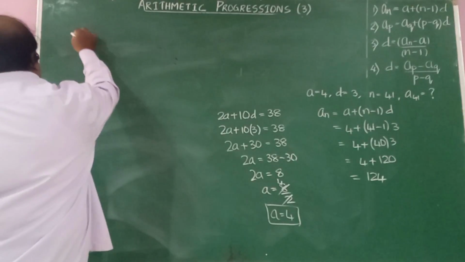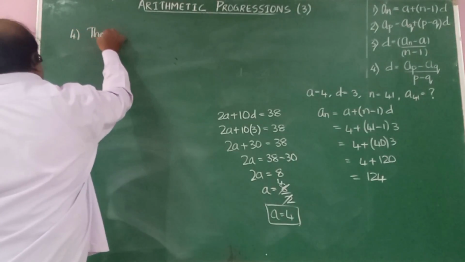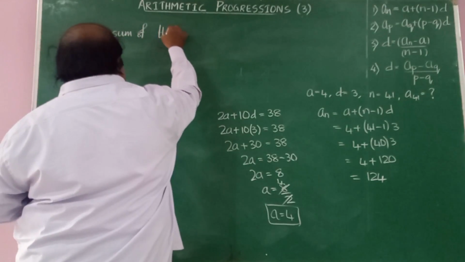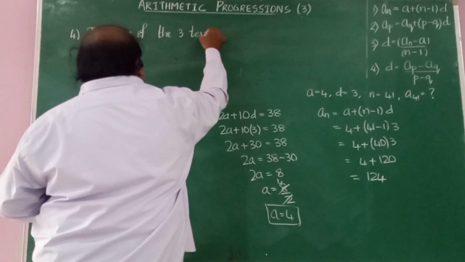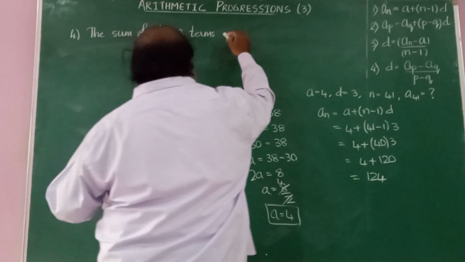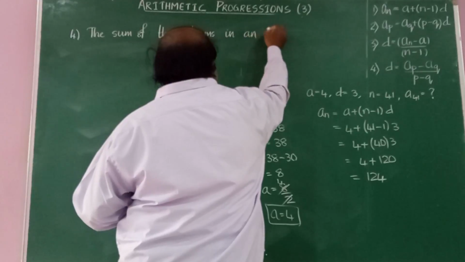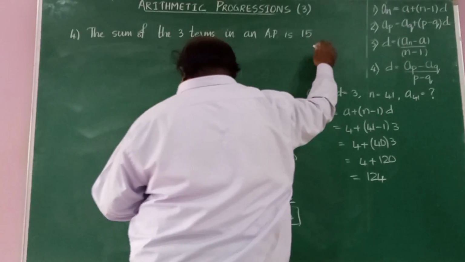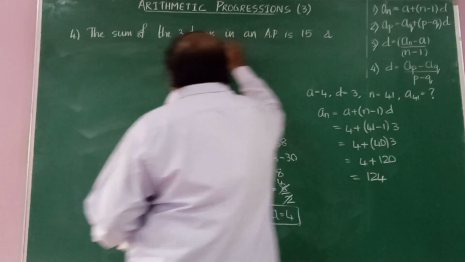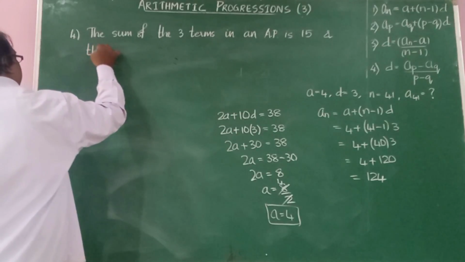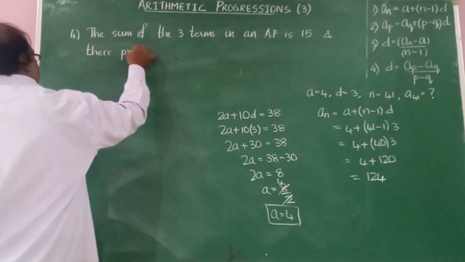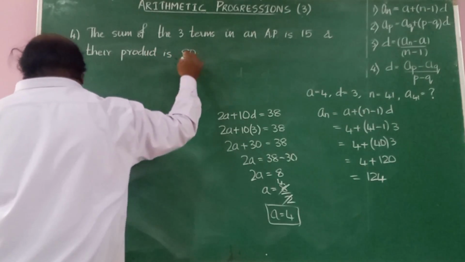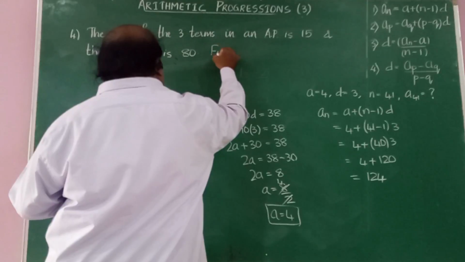The sum of the three terms in an arithmetic progression is 15 and their product is 80. Find the numbers.